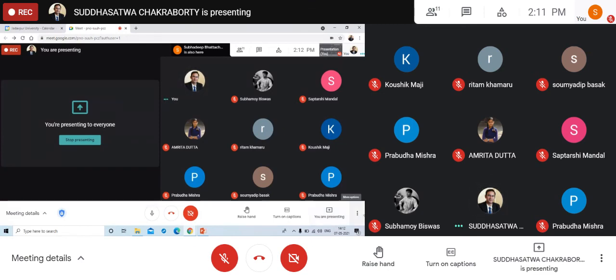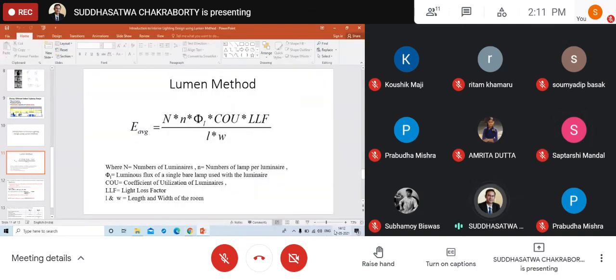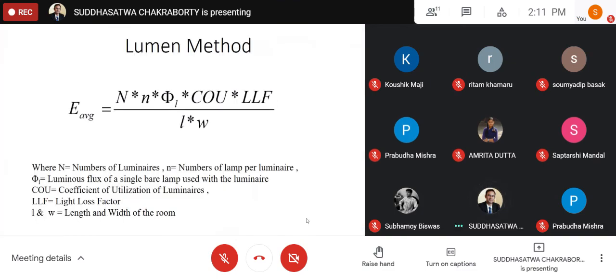Sir, one question. Why aren't we considering the height of the room while calculating? Yes, height. That's a very good question, because we are definitely considering the height of the room while calculating the CU. If you follow my previous lectures, I have told you that for interior lighting design, CU is calculated with the height. So the height parameter is already there.